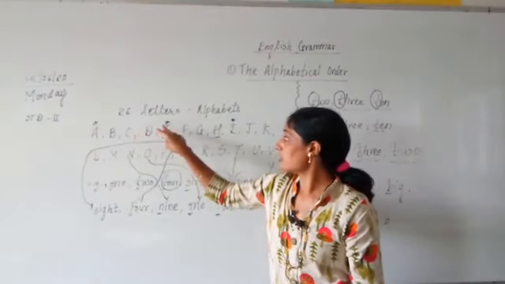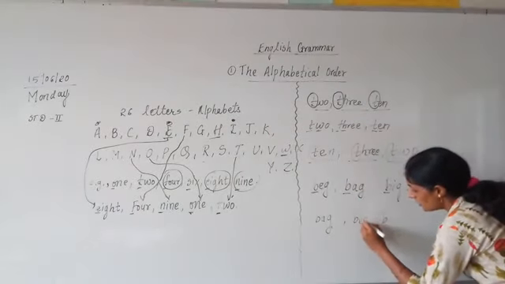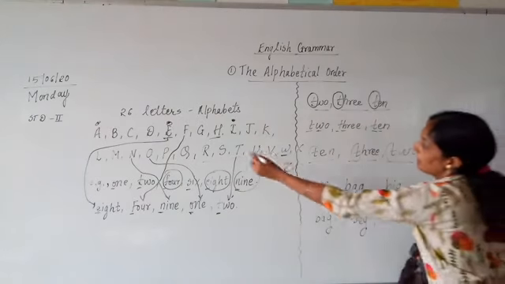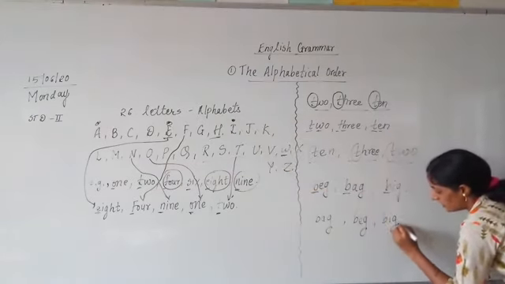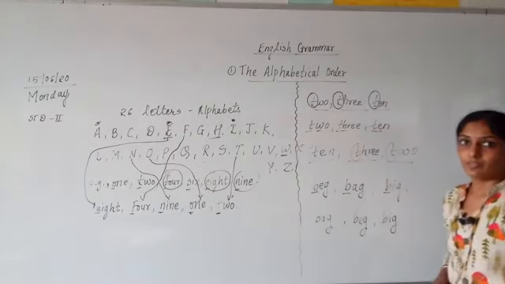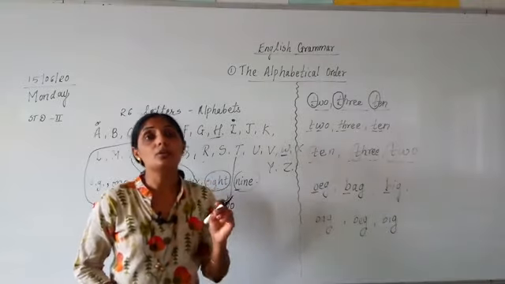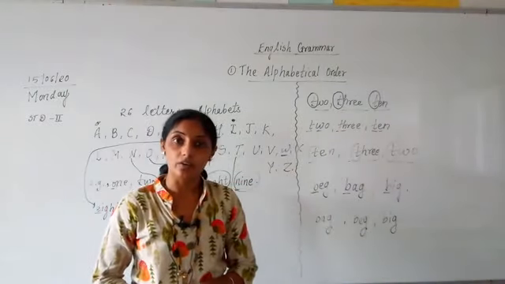Then after A, which letter is coming first? E. So which word will come second? BEG. Understood? And I is coming last. So we write down the last example, BIG. Understood? In this way, you should be able to write down words in alphabetical order.